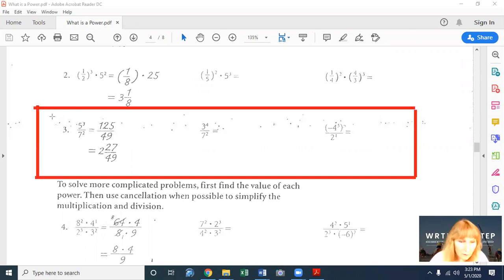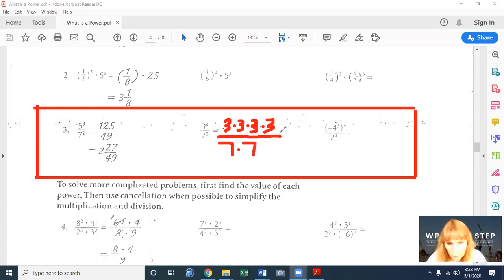Okay, the first one is done as an example for you. I'm going to just go on and do the second one. You can look at that one on your own. So 3 to the 4th power, we're going to solve that first. So that's the same as 3 times 3 times 3 times 3 on top. And on the bottom, we have 7 times 7, right?